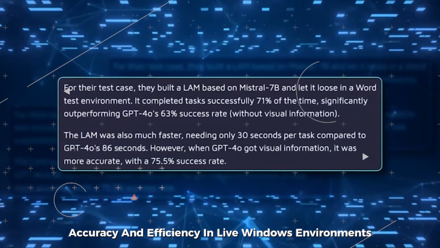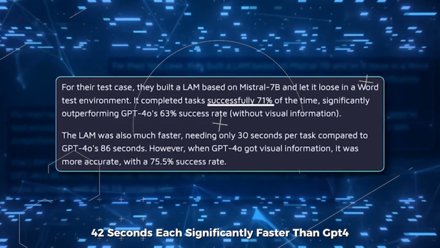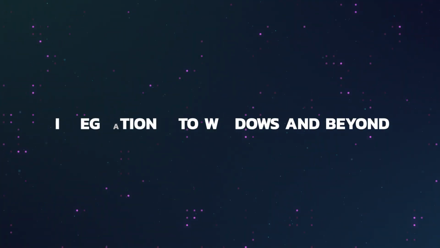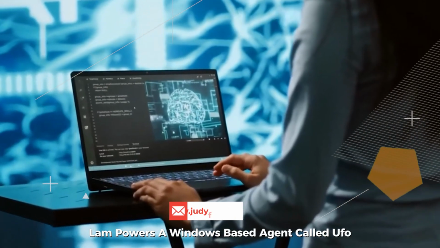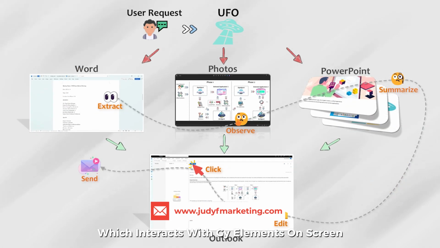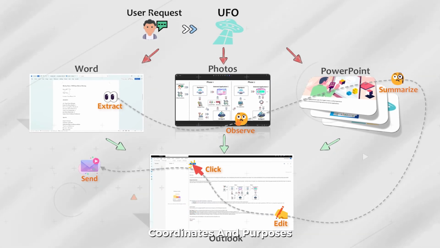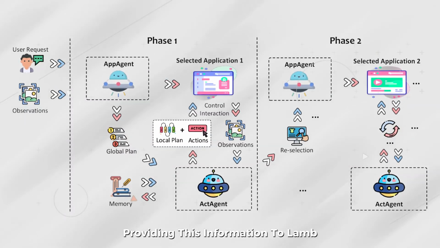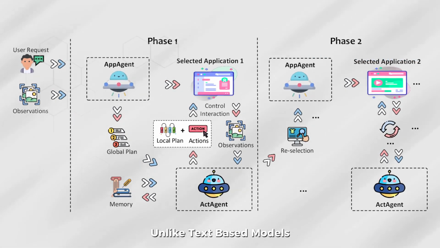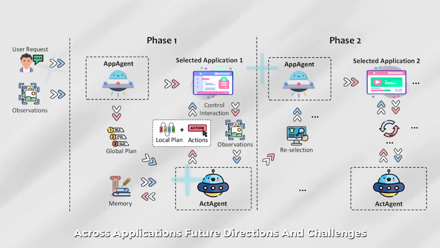In live Windows environments, LAM achieved a 71% success rate, completing tasks in about 30-42 seconds each, significantly faster than GPT-4. Integration into Windows and beyond. LAM powers a Windows-based agent called UFO, which interacts with GUI elements on screen to execute user tasks. UFO identifies controls, coordinates, and purposes, providing this information to LAM, which determines the necessary actions. Unlike text-based models, LAM performs real-time actions, making it a powerful tool for complex workflows across applications.